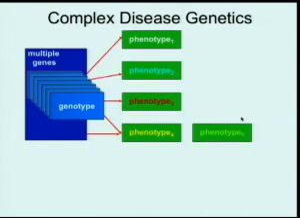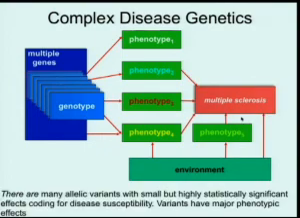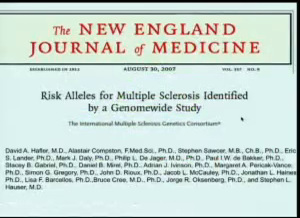However, the phenotype of the genotype, that is, the closer you are to the actual function of a genotype, can be quite powerful, and I'll show you some of those data in a moment. These clearly interact with the environment, leading to the disease. So there are many allelic variants with small but highly statistically significant effects, because we examine many patients, coding for disease susceptibility. Though again, the variants can have a very major phenotypic effect.